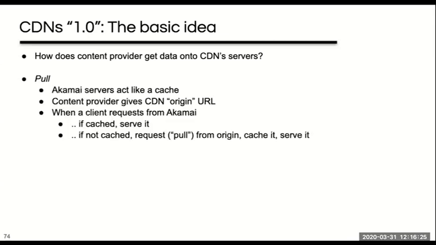All right, so going back to how the content provider gets their content on the CDN servers, the first way is pull. Here, Akamai servers just act like a cache. The content provider has given Akamai an origin URL. When a client requests from Akamai, if Akamai has it cached, they serve it from the cache. Otherwise, they'll pull it from the origin, request it from the origin, and cache it and serve it.